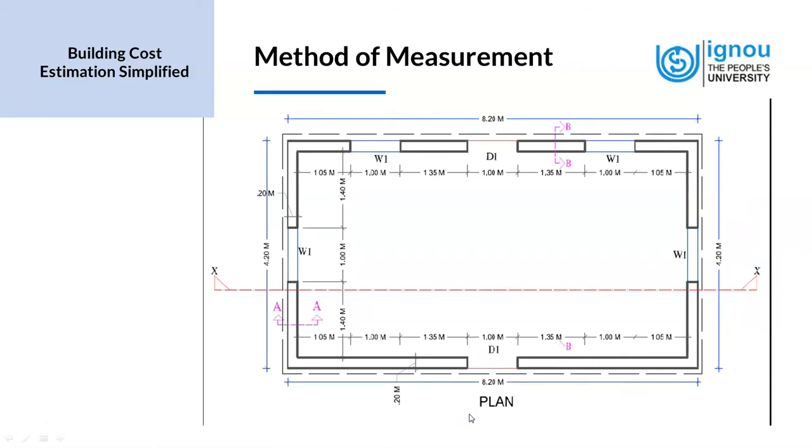We look into detail of the plan of the room. We have the external dimensions of the room at 8.2 meters and 4.2 meters respectively. And we also have the width of the brick wall, which is 0.2 meters. This is information that will come in handy when we estimate the quantities of the room. And we have XX as a cross section, which we had referred to in the previous slide.